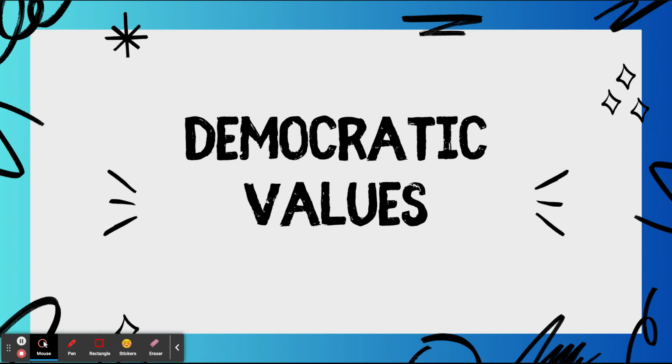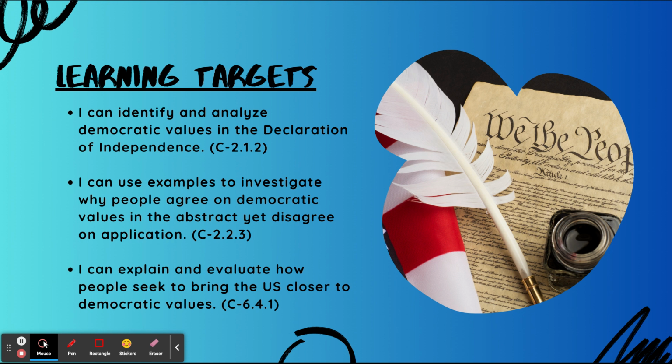Everyone, today's mini lesson is focusing on democratic values. This is the first mini lesson, which is transitioning from looking at government in general to specifically focusing on government within the United States. Today's lesson is based around three learning targets.